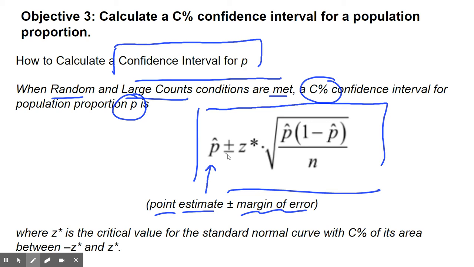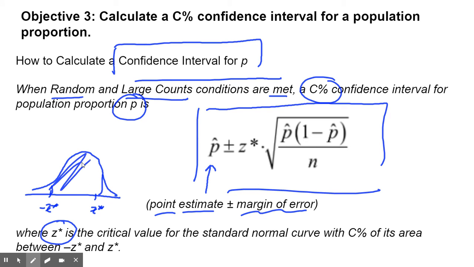Notice this plus or minus sign. So remember, the point estimate's right in the middle. We subtract the margin of error to get the leftmost value in our confidence interval. We add the margin of error to get the rightmost value. And again, that z star is that critical value with C% of its area between negative z star and positive z star. So again, remember that in this drawing, this is negative z star, this is positive z star, and this right in here, that's going to be your confidence level, because we're that percent confident that our value's in there. Okay, so be aware of that.